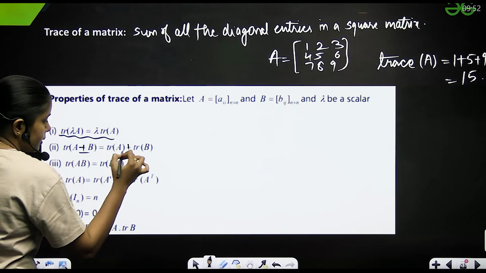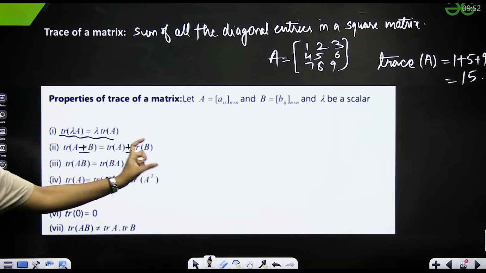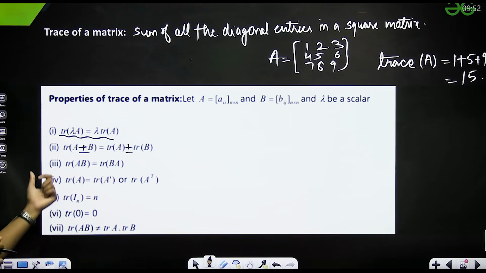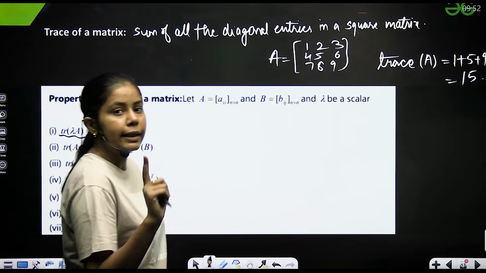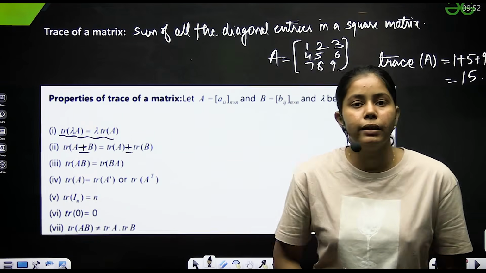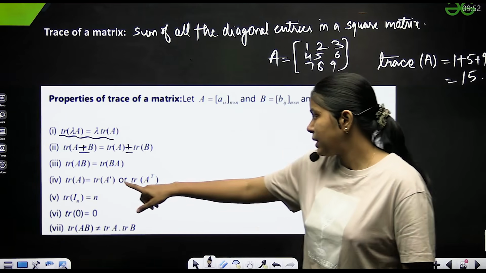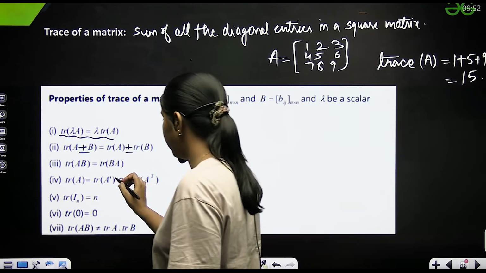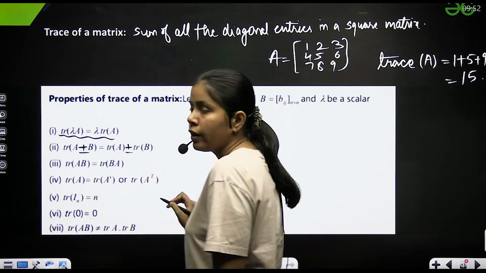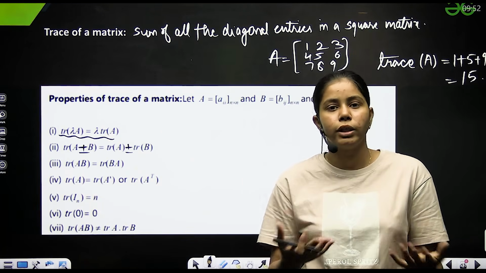So if it is plus, then you have a plus. If you have minus, then they are minus respectively. Trace of AB is equal to trace of BA. We know that AB is not equal to BA, but trace of AB is equal to trace of BA. The next thing is trace of A is equal to trace of A transpose. Either you find the trace of A or the trace of A transpose, you would get the same result.